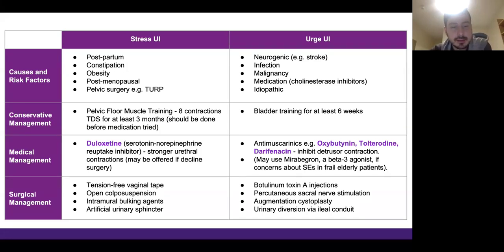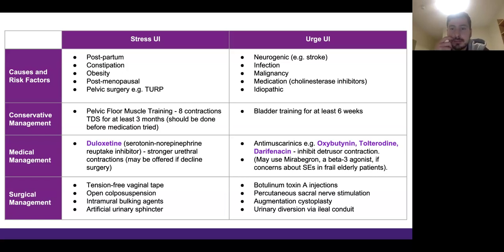And this can actually help reduce the leakage because it will strengthen the stimulation for the urethra to contract. If this doesn't work, there are complex surgical management techniques.